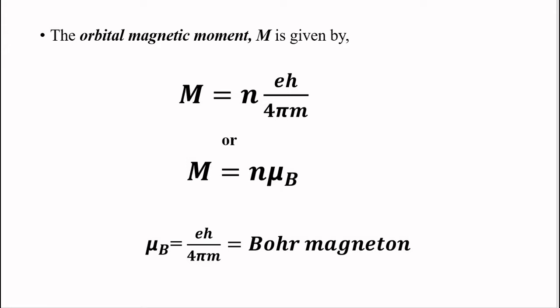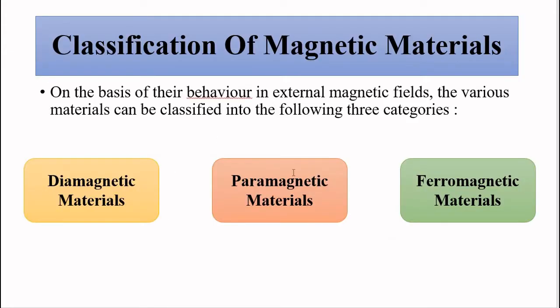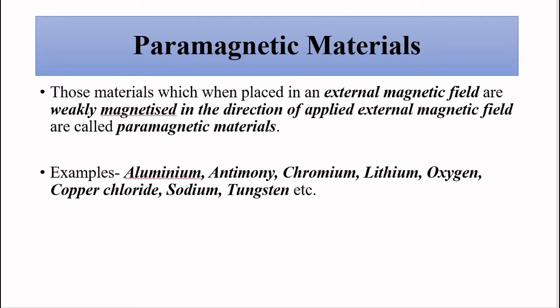So the classification of magnetic materials is into three categories: diamagnetic, paramagnetic, and ferromagnetic materials. Diamagnetic we have covered. In this video we are going to discuss paramagnetic materials. A paramagnetic material is one that, when placed in an external magnetic field, is weakly magnetized in the direction of the applied external field. In diamagnetic, it was weakly magnetized in the opposite direction. Here it is in the same direction.